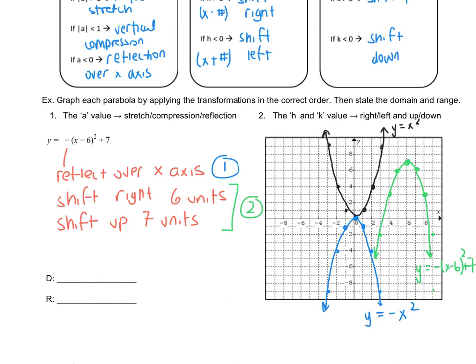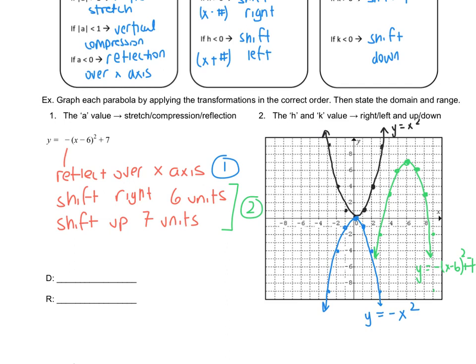Okay, so the shifting can be done all at once. And you can do a logic check here. Looking at your actual equation, you know that the vertex should be 6, 7, which it is. And you know that the parabola should open down, which it does. And you should actually even know your step pattern, and you can do a little check with that as well.